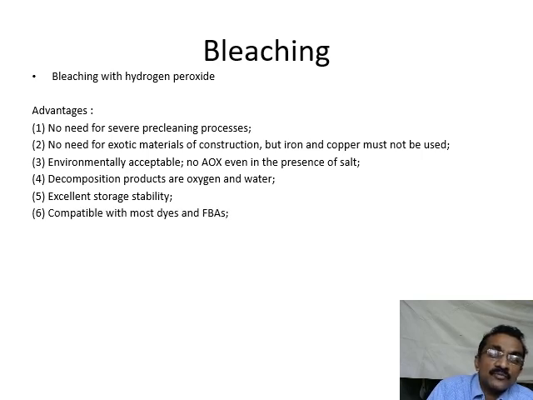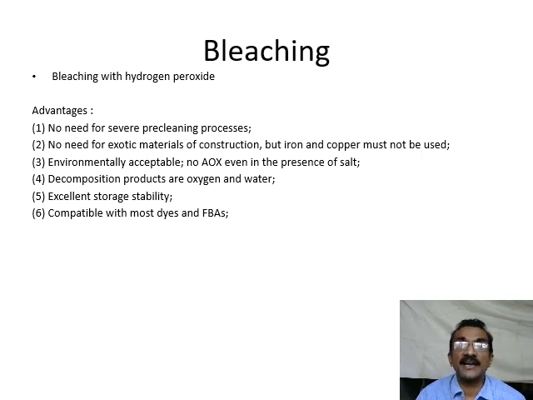It is compatible with most fluorescent brightening agents. Many times, even after the bleaching or along with the bleaching, fluorescent brightening agents are added. In this case, bleaching with hydrogen peroxide gives good support for the fluorescent brightening agent. Generally, fluorescent brightening agents are added for fabric which is kept as a complete white.